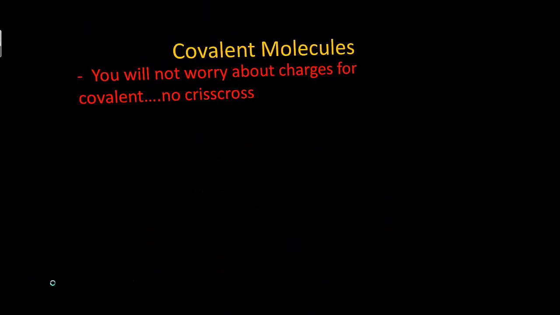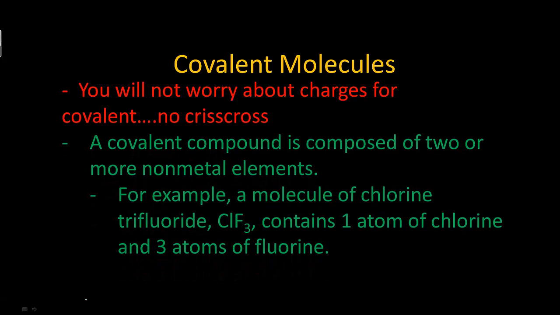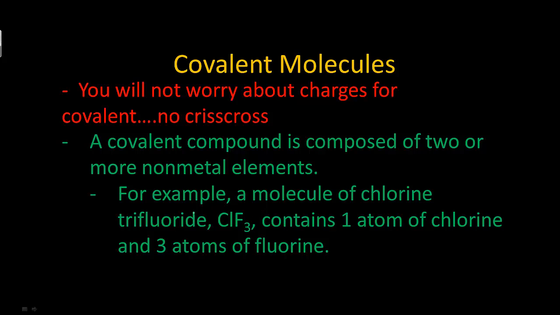First thing, covalent molecules. You do not need to worry about charges, because remember, covalent compounds do not give and take away electrons, they share. So they don't have a charge, so there is no crisscross involved. A covalent compound is composed of two or more nonmetals. Now remember, nonmetals share their electrons. An example, a molecule of chlorine trifluoride, is 1 chlorine and 3 fluorines.